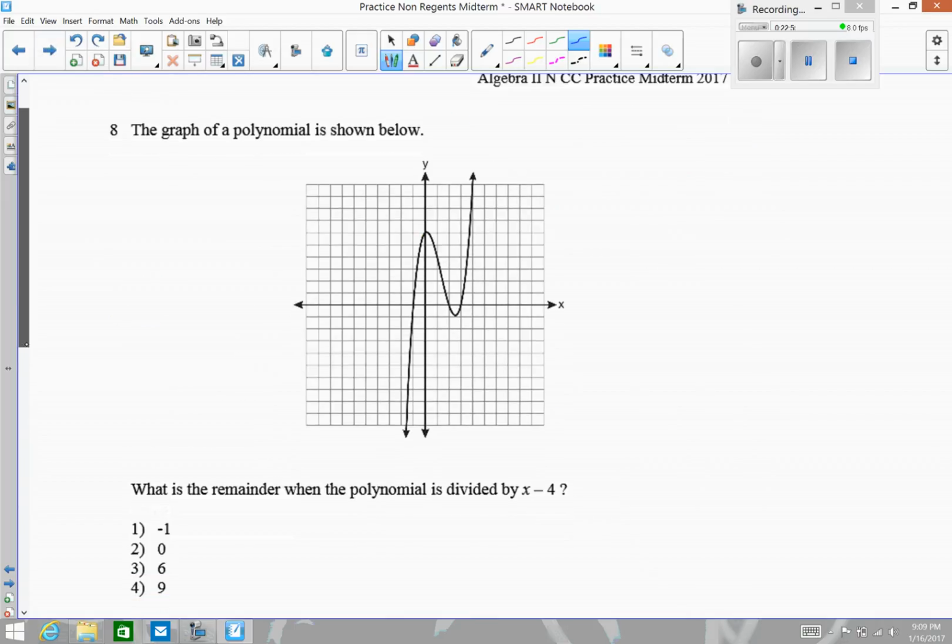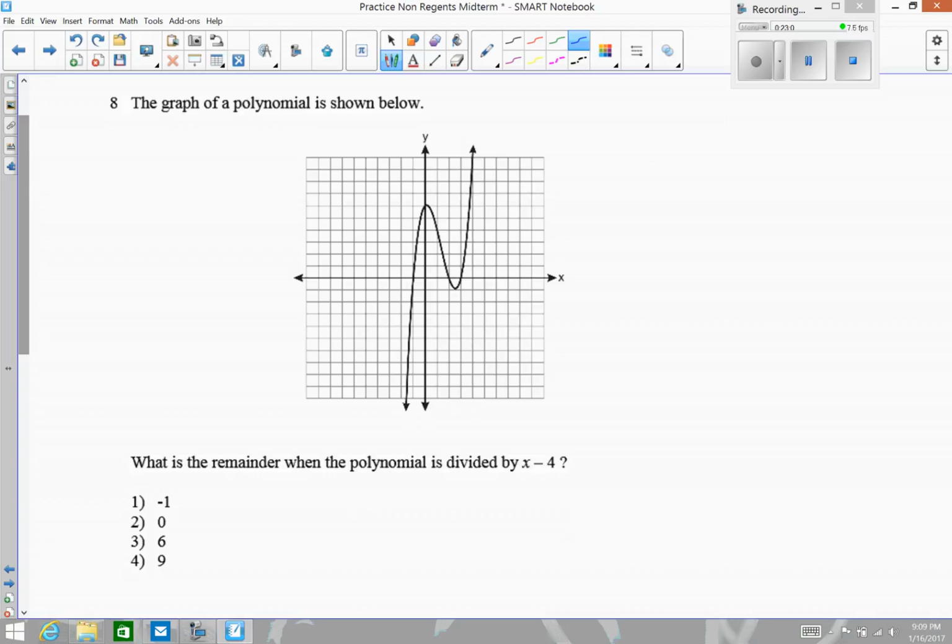Looks like it's a cubic function. Could be a fifth degree. But they're asking us what the remainder is when we divide by x minus 4. We don't know what the polynomial expression is. But if x minus 4 is what we're dividing by, then a solution, if it were a solution, would be x equals 4. So I'm going to go and look on my graph at when x is 4.